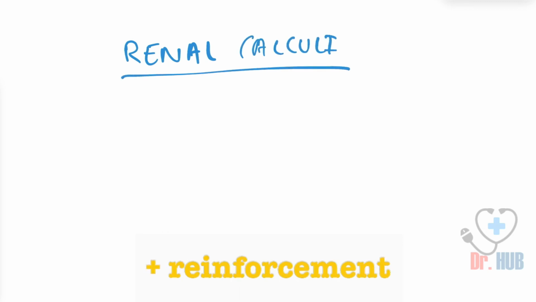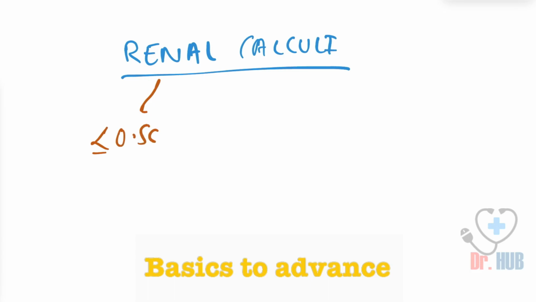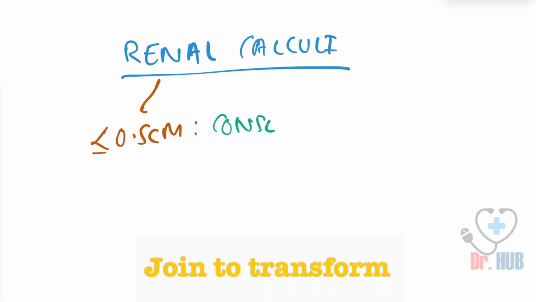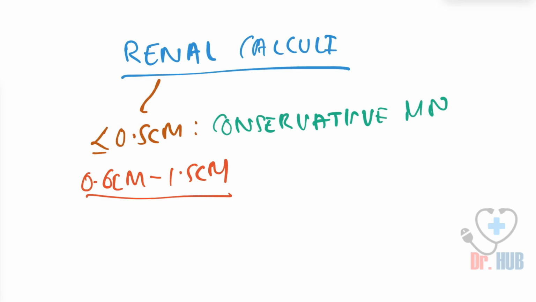Under renal calculi, there is the size less than or equal to 0.5 centimeters. In this case, conservative management is what is done. Then when we look at 0.6 centimeters to 1.5 centimeters, in such a situation we have the ESWL.